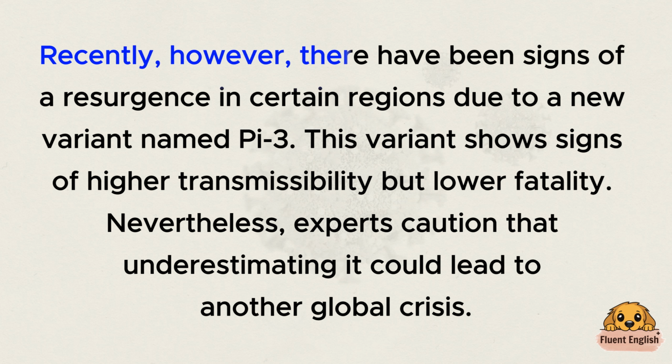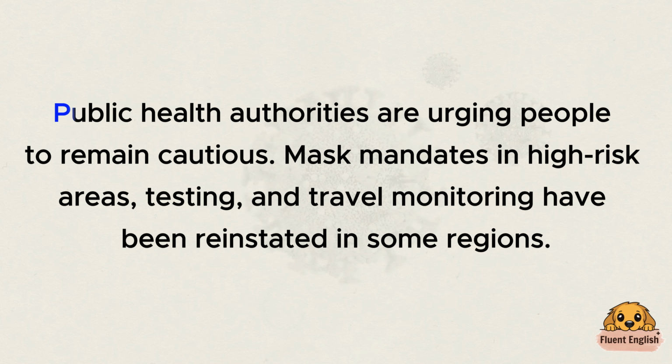Recently, however, there have been signs of a resurgence in certain regions due to a new variant named Pi 3. This variant shows signs of higher transmissibility but lower fatality. Nevertheless, experts caution that underestimating it could lead to another global crisis. Public health authorities are urging people to remain cautious. Mask mandates in high-risk areas, testing, and travel monitoring have been reinstated in some regions.